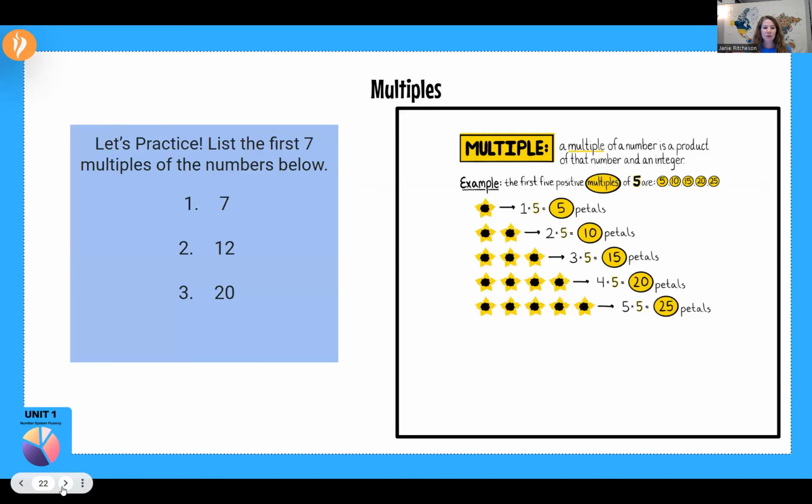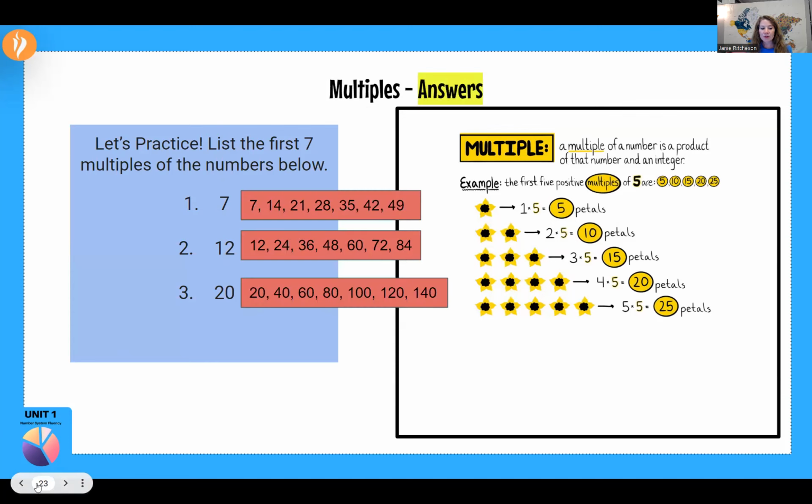So let's practice. List the first 7 multiples of each number. And all you do in your brain is think like this example right here: 7 times 1, 7 times 2, 7 times 3, 7 times 4, so on and so forth. 12 times 1 is 12. 12 times 2 is 24. 12 times 3 is 36. 20. Think of those multiples.